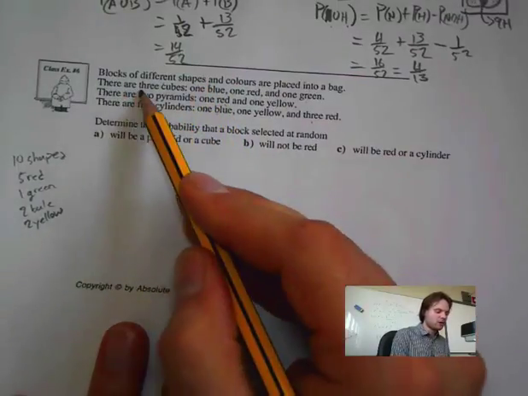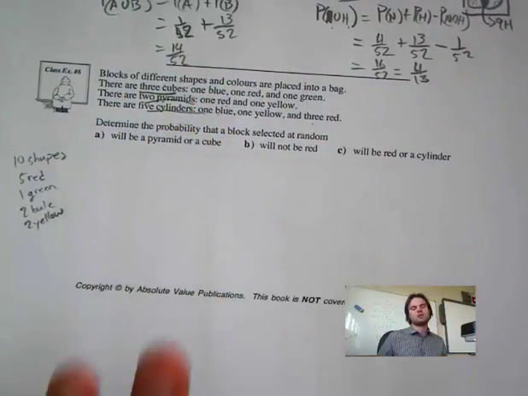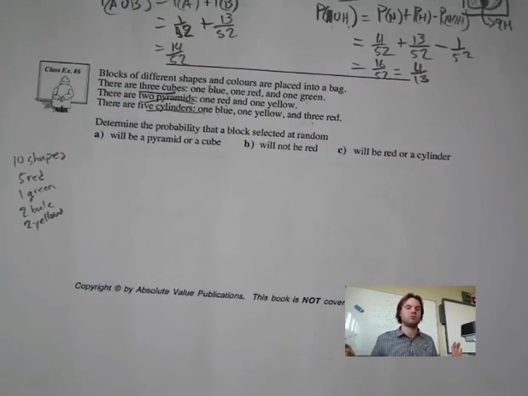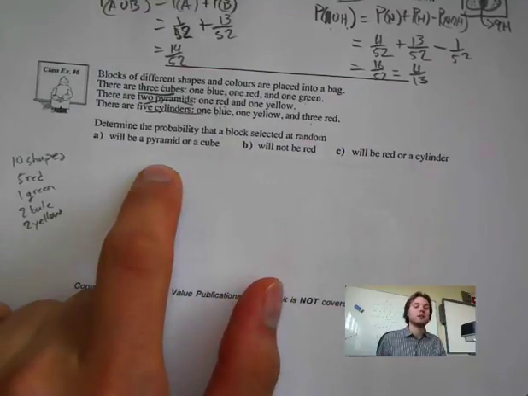And then we have this part here, 3 cubes, 2 pyramids, 5 cylinders. So now I have everything slightly organized. It can make me go through the question a bit better. So it says, determine the probability that a block selected at random will be a pyramid or a cube. Well, there is no overlap between pyramids and cubes. You're either a pyramid or a cube. No overlapping, so these are mutually exclusive.